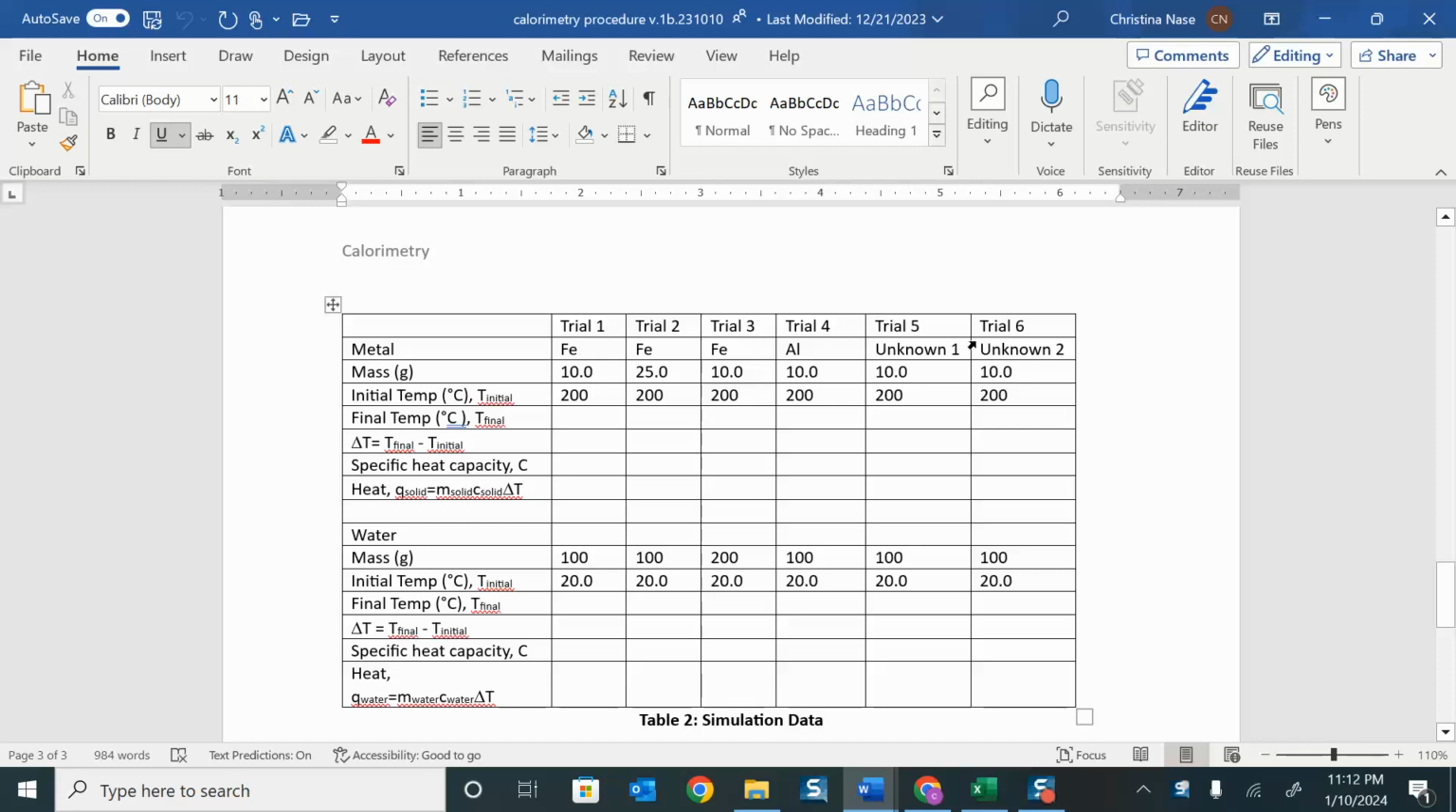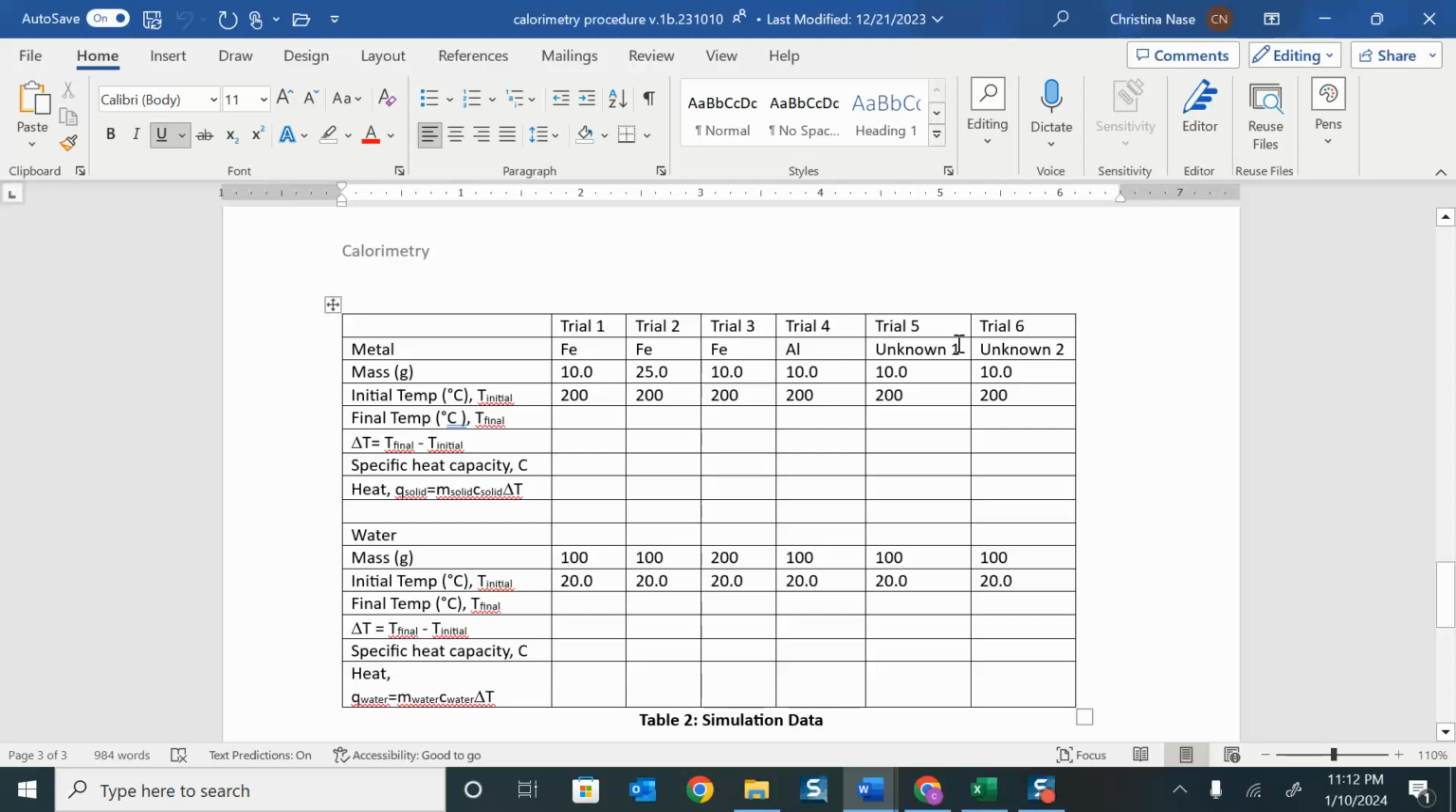Here we go. We'll do iron, and we'll have iron at 10 grams, and then you'll switch it up to 25. You'll keep the mass of the water the same, and then in trial 3, you're going to double the mass of the water, go back to the same amount of iron, and figure out how that changes all of these quantities, how much heat's being transferred. Then you'll try a different metal, and then 2 unknowns, and we're going to try to identify these unknowns.